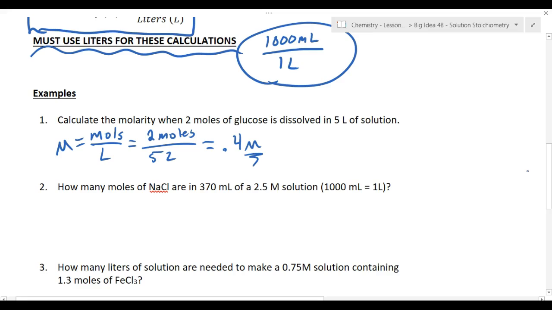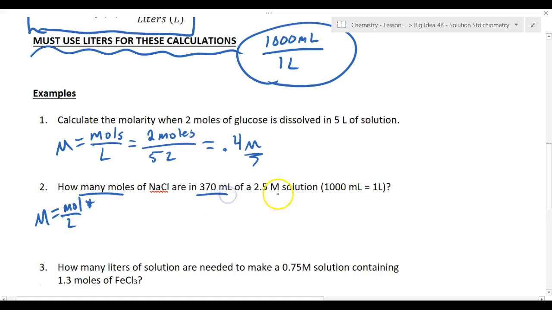You just take the moles and divide it by the liters. Now you have to be able to solve for any one of the different variables in this equation. So we have molarity is equal to moles divided by liters. Right here we're looking for moles in this one.